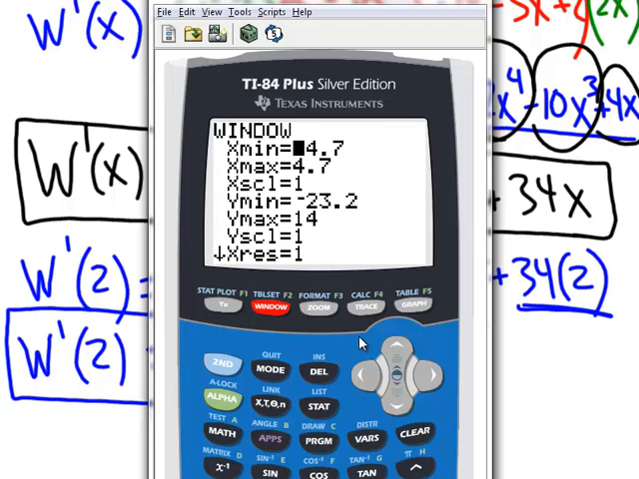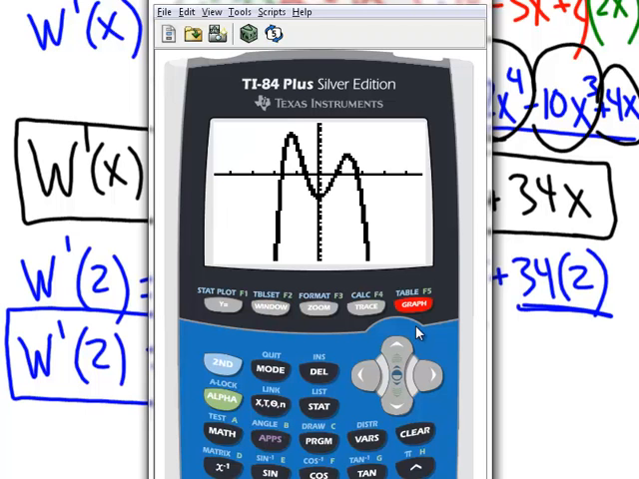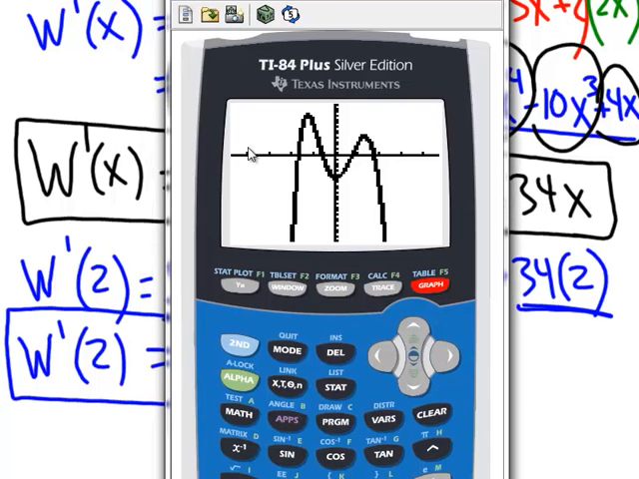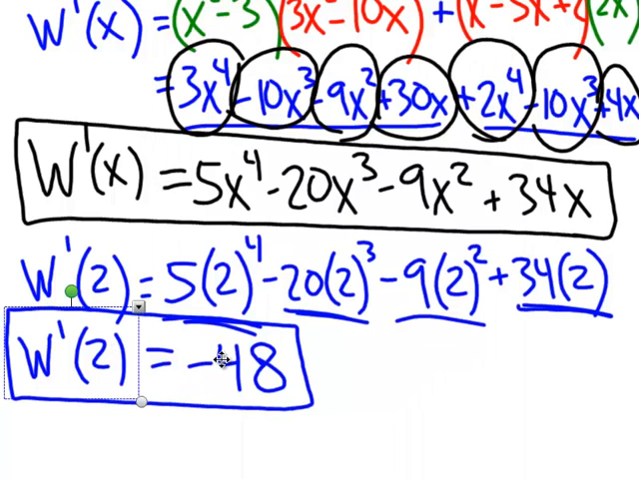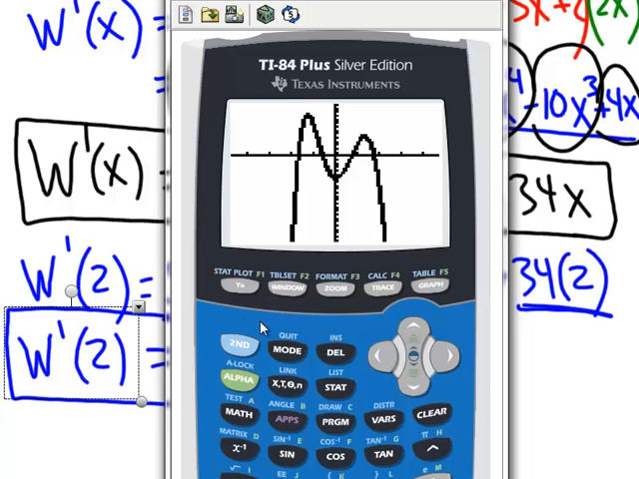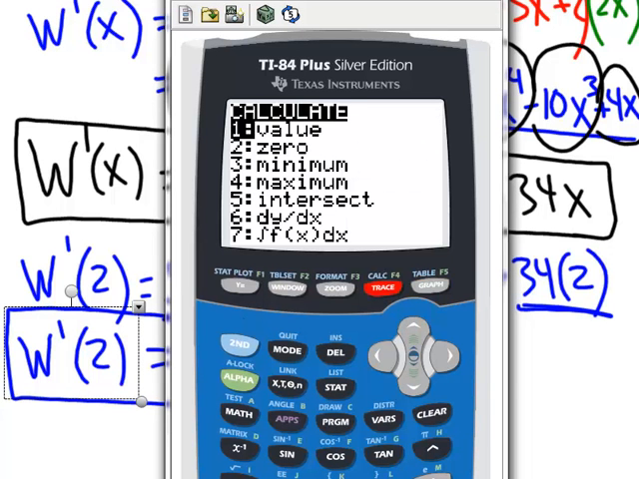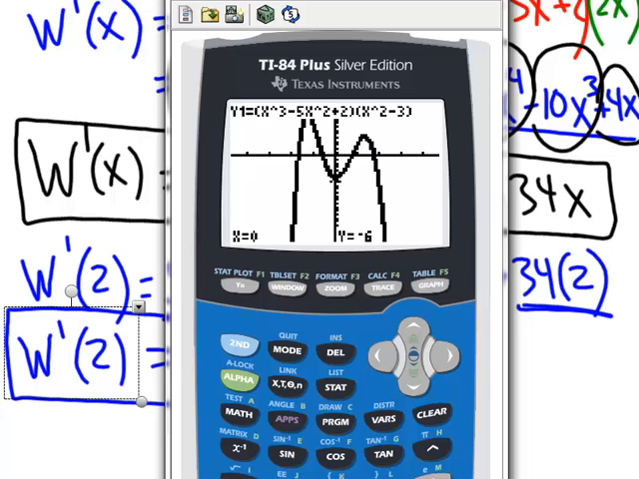And I've got some window settings right here that may look a little bit arbitrary to you, but they give me something that gives me a pretty good sense of what this graph looks like. So w prime of x would give me the slope at any point along the way here. W prime of 2, I'm expecting it to be negative 48. So let's see if that works. So second, calc dy over dx, I'm just going to press number 6 on the keypad. And I'm going to type in 2, that's the c value or the x value that we're told to use.